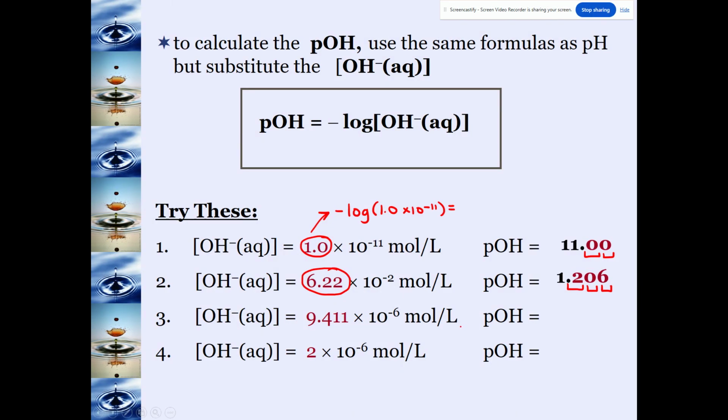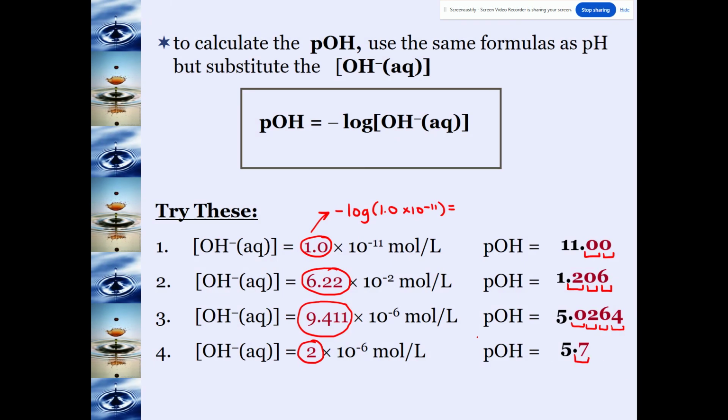That's what you're putting exactly in your calculator. Now if we try the next one, I have 4 total digits. So I'm going to need 4 decimal places. 1, 2, 3, 4. 4 digits after the decimal place. The answer is 5.0264. And then the last one has only 1 total digit, so I only need 1 decimal place.